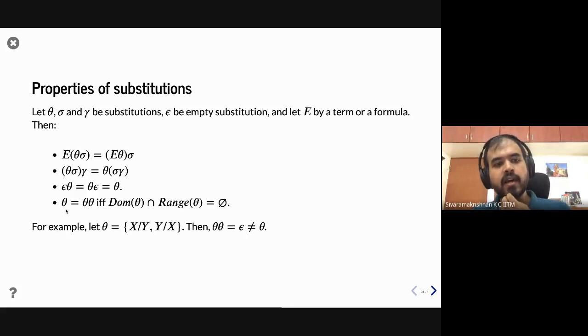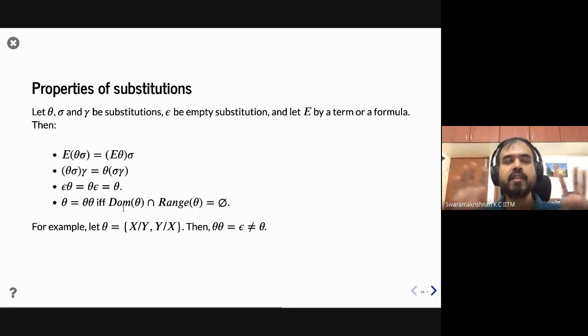And finally, if you take some substitution theta and you compose theta with itself, then it is equivalent to theta if and only if the domain and the range of theta don't intersect. This is the domain and this is the range. They don't intersect. If they do intersect, then you will have an effect applying theta twice.